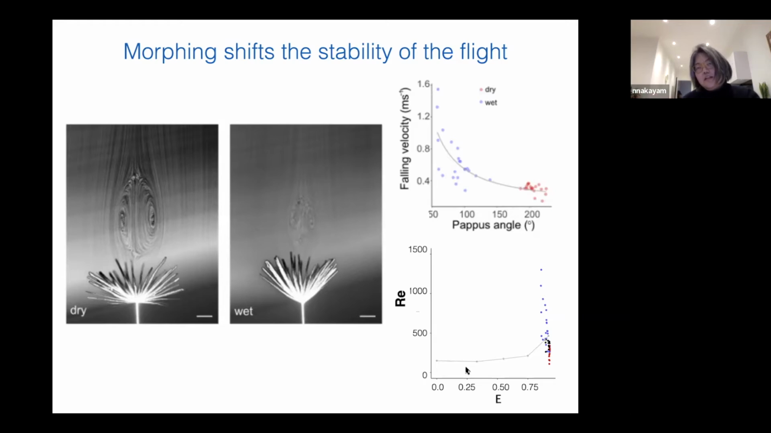When I talked about the steady phase to unsteady phase of the porous disk in making a vortex ring, the blue dots in this diagram are the wet sample, and the red dots are what I showed before in the earlier graph, that they stay within the steady range. So that wet, morphed, closed pappus is not a good flyer. They don't make that steady vortex too well. And it's also the case that the closed pappus diaspora falls faster. So the falling velocity is higher.